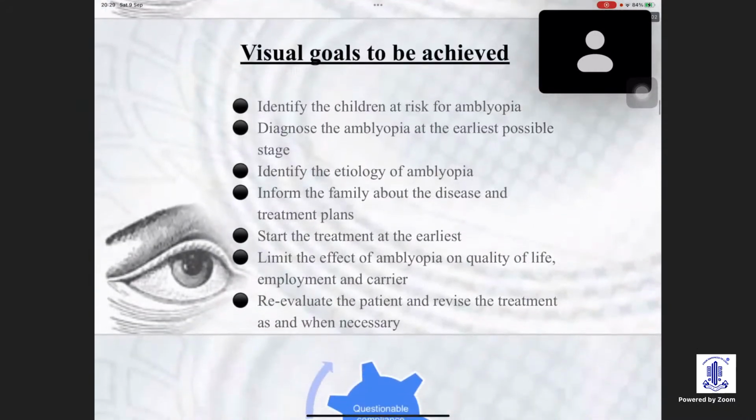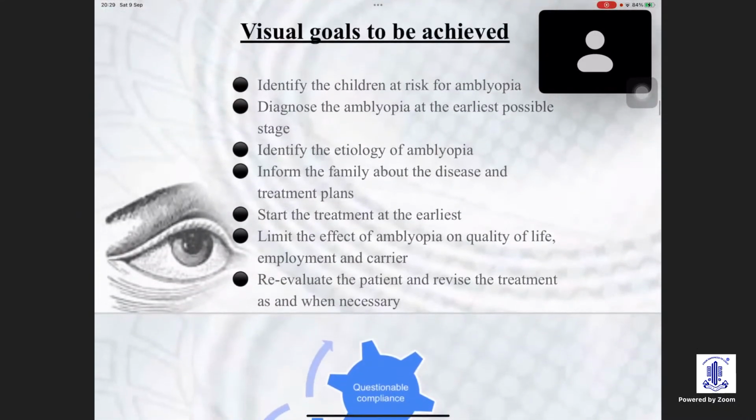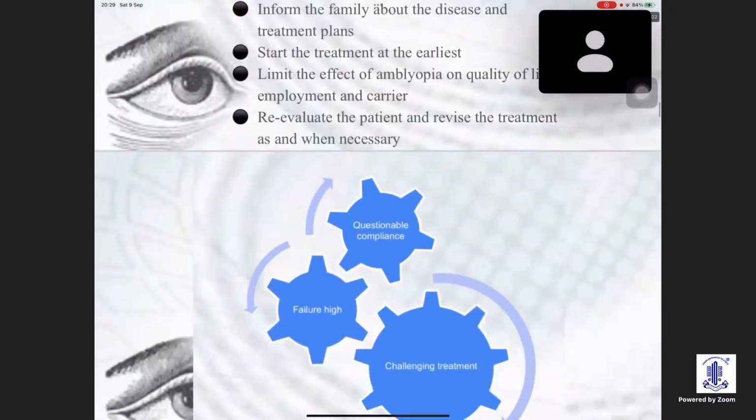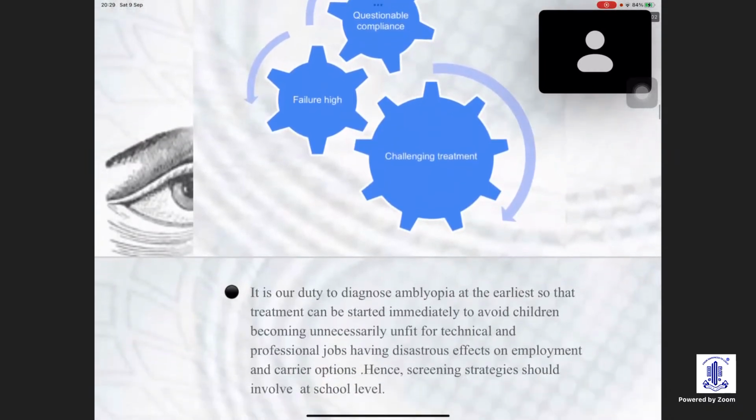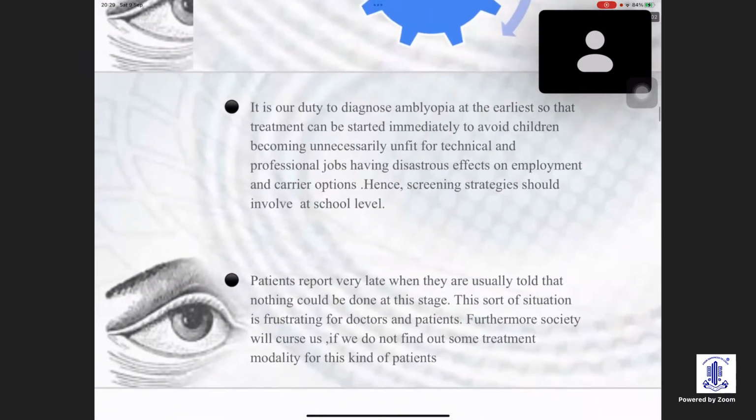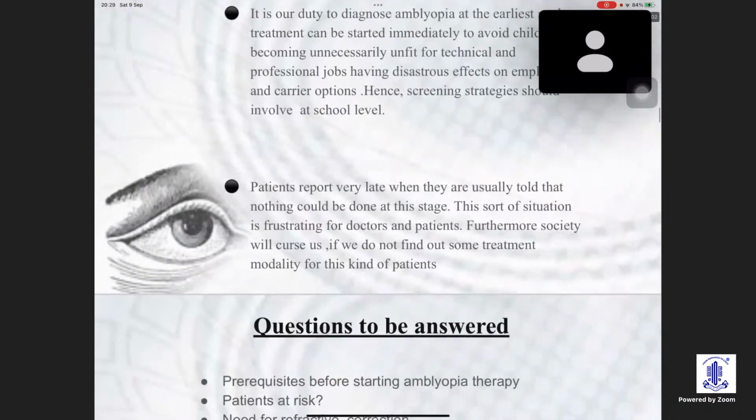Then what are the visual goals to be achieved? Identify the children at risk, diagnose the amblyopia at the earliest, identify the etiology of amblyopia, inform the family about the disease, start the treatment at the earliest, limit the effect of amblyopia on quality of life, employment, and career options, re-evaluate the patient, and revise treatment as and when necessary. It is our duty to diagnose amblyopia at the earliest so that treatment can be started.